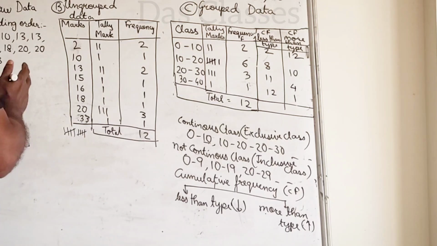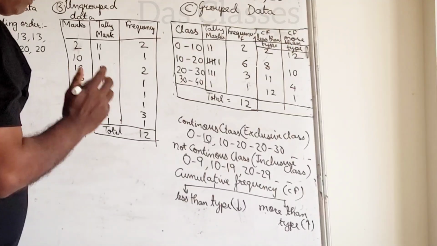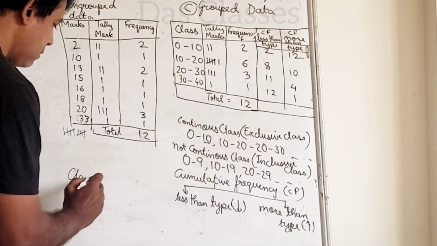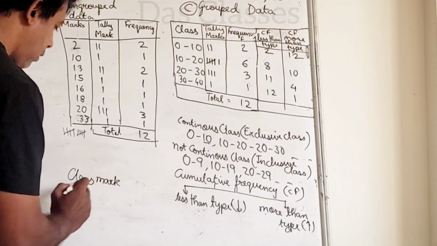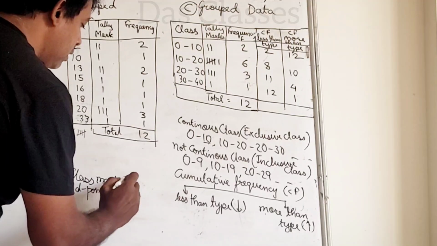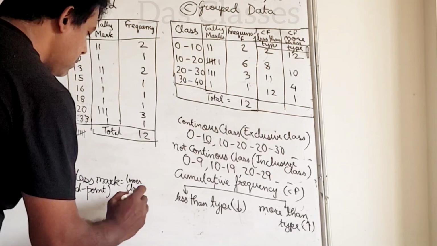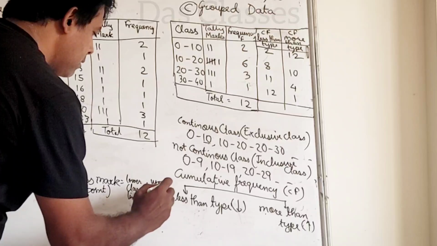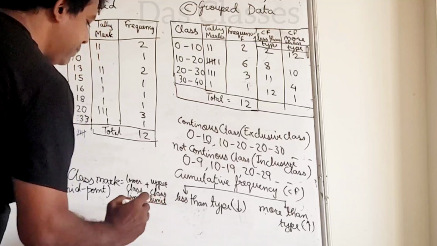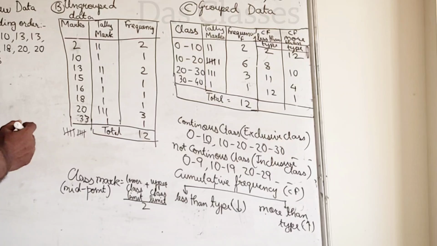Okay. Now in case of raw data, another thing that I wanted to tell you is about class mark or midpoint. What do you mean by class mark or midpoint? Class mark, or it is also called as midpoint, is equal to lower class limit plus upper class limit upon 2. This class mark is asked for grouped data, group frequency distribution tables.